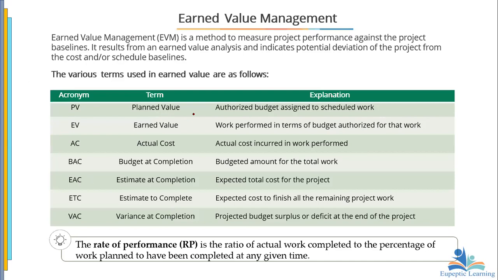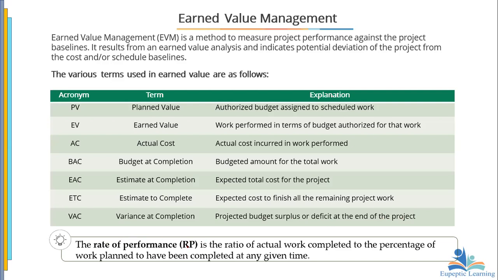So PV is the planned value, EV is the end value, AC is the actual cost, budget at completion, the budgeted amount for the total work, estimate at completion, estimated amount at what completion. So we are looking at the expected total cost for the project. Then ETC, estimate to complete, estimated cost to finish all the remaining project work. Okay. Then variance at completion is that what are the project budget surplus or deficit at the end of the project.